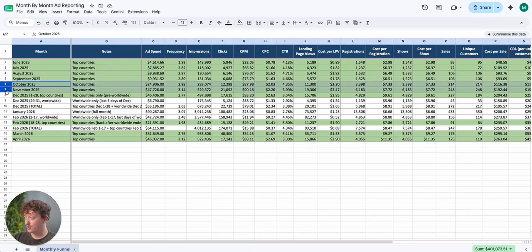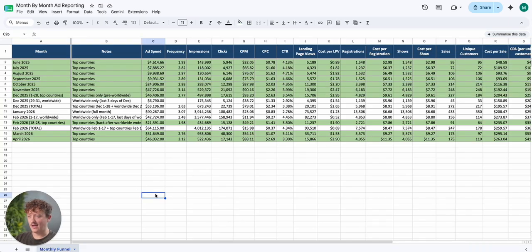But if you look here, October, November, and December are the key things for us to look at. What I'm trying to see is how did our conversion rates change? What happened? And what is the difference? Like, why have we suddenly stopped making so much profit?